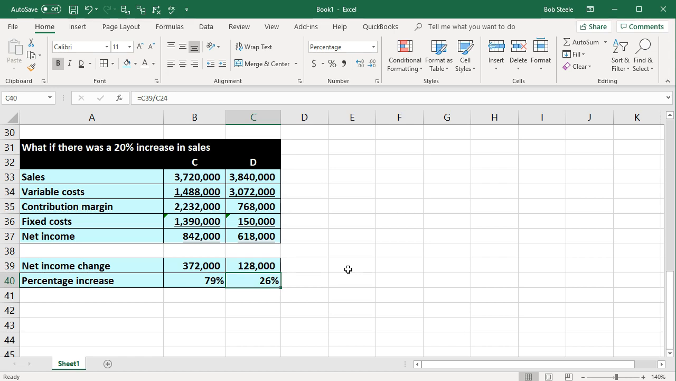So you can see how this calculation would basically work. How can we do this a bit easier? How can we do this with the degree of operating leverage? That's what we'll do now. So we're going to pick up the degree of operating leverage.